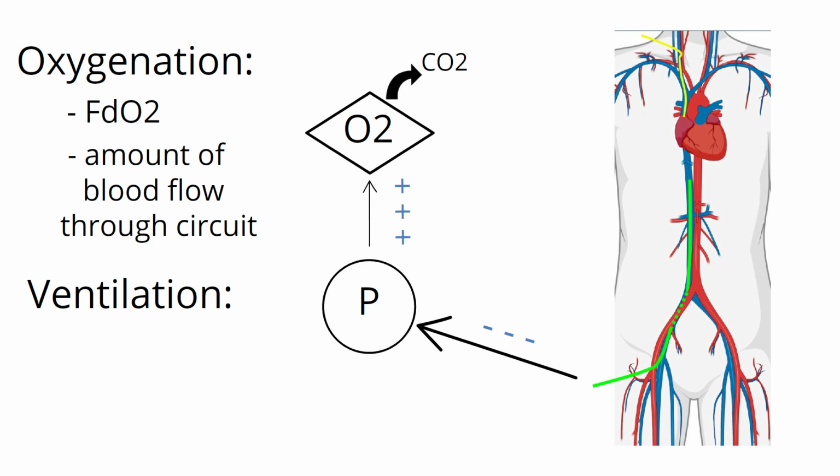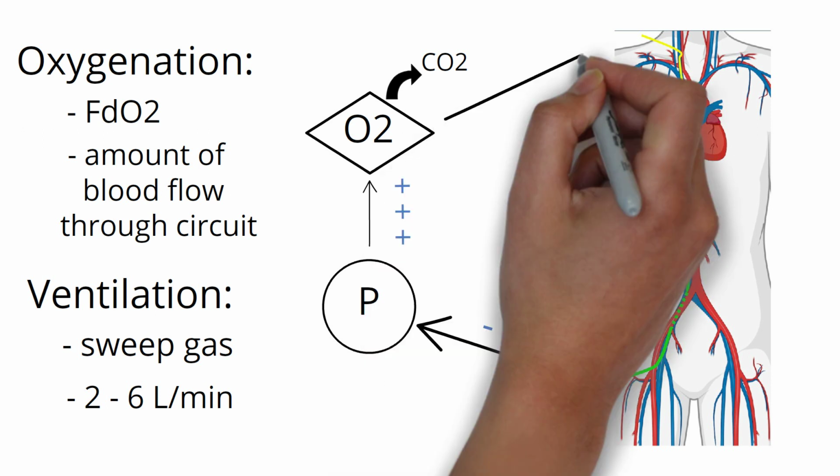More liters of blood flow going through the ECMO circuit leads to the higher the proportion of the patient's cardiac output that is fully oxygenated, which leads to more systemic oxygen delivery. The amount of ventilation or carbon dioxide clearance is controlled by the sweep gas, which is the rate of gas flow through the oxygenator. The sweep gas is typically in a range of 2 to 6 liters per minute, but can range up to 10 to 15 liters per minute. Higher sweep gas flow rates will provide more carbon dioxide clearance, and lower sweep gas will do less.